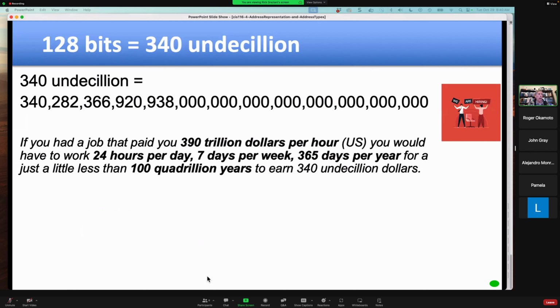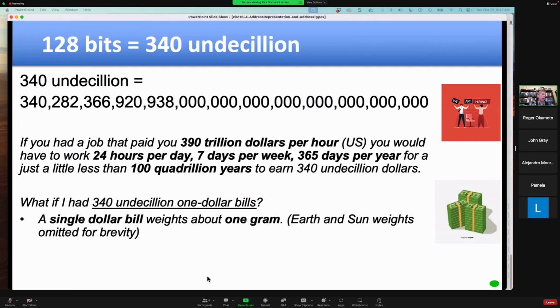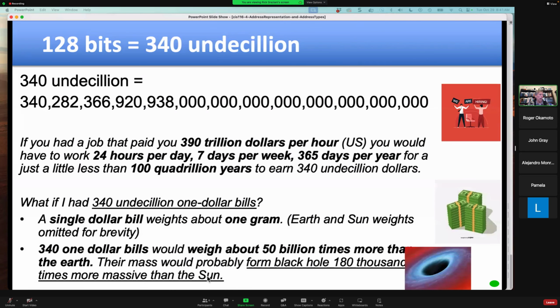You had a job that paid $390 trillion per U.S. hour, worked 24 hours a day, 7 days a week, 365 days a year for 100 quadrillion years. That's about how much you'd make. You had that much money in $1 bills. I've got to ask the physicists on either side of me, or my brother. They can figure this out. But if you had that many $1 bills, the weight of those bills would form a black hole. Okay, we'll go with that.